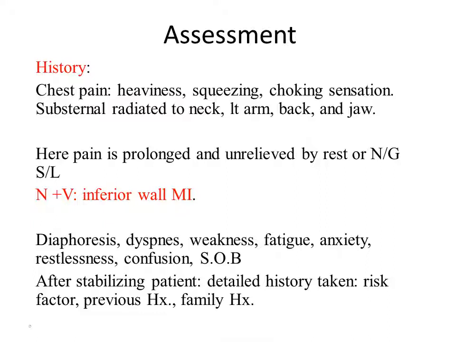Assessment history, we're asking about chest pain, and previously we discussed the type of chest pain, which is like having a squeezing, choking sensation, substernal chest pain radiated to neck, left arm, back, and jaw. The pain is prolonged, unrelieved by rest or nitroglycerin, and here we may need a strong analgesic like morphine. Nausea and vomiting, especially in inferior wall MI. Diaphoresis, dyspnea, weakness, fatigue, anxiety, restlessness, confusion, and shortness of breath related to decreased perfusion to body organs and decreased oxygen supply.